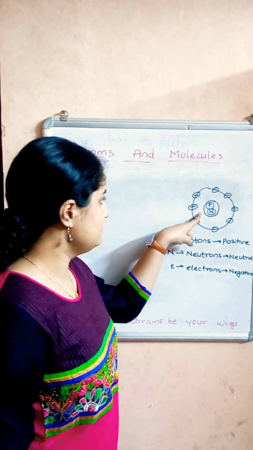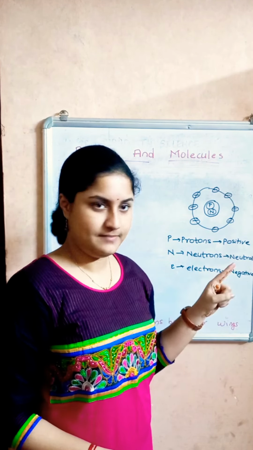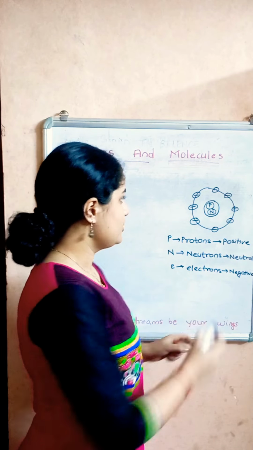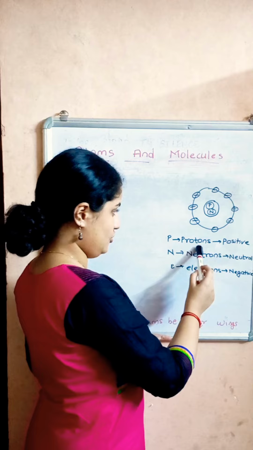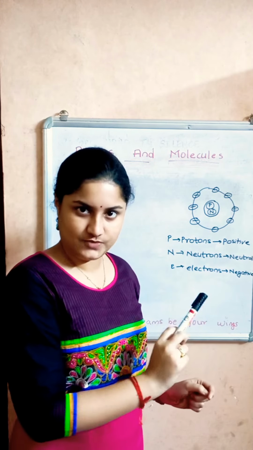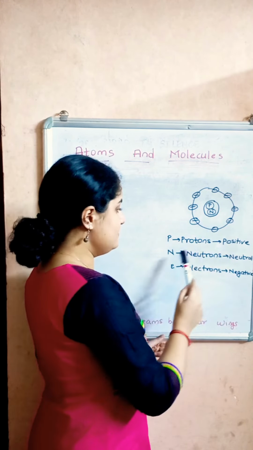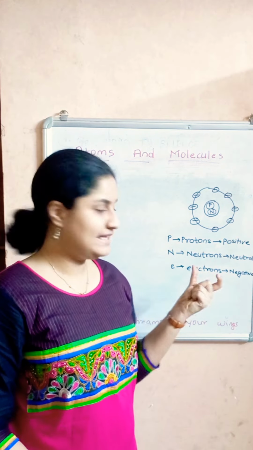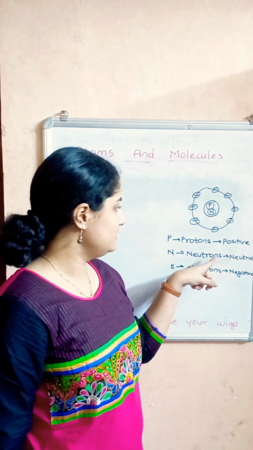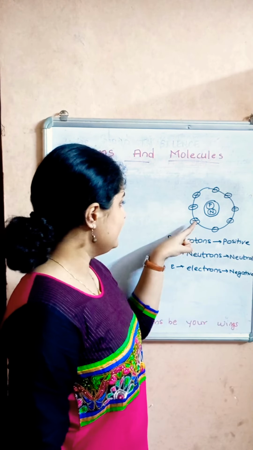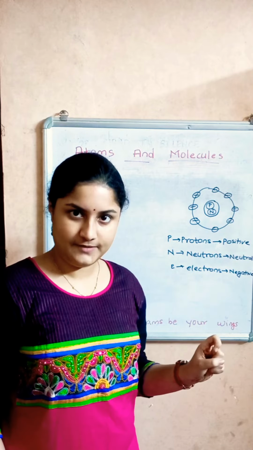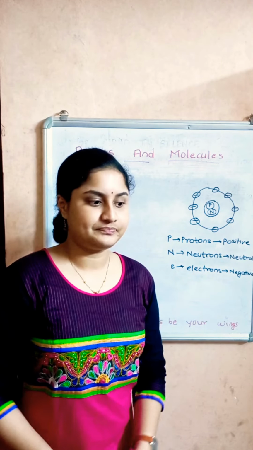So the center is known as nucleus, okay, and it comprises of protons and neutrons. P stands for protons and they are positively charged. N stands for neutrons and they are neutral. From the name itself we can make out that they are neutral. And this negative sign that you can see here are the electrons, okay, and they are negatively charged.